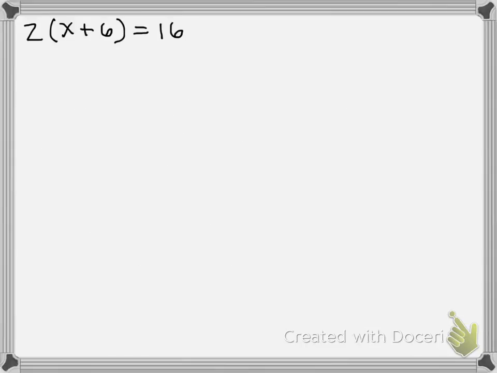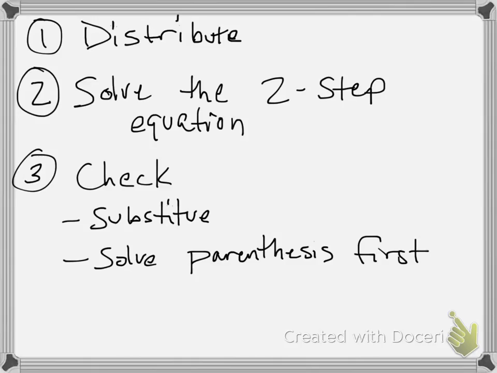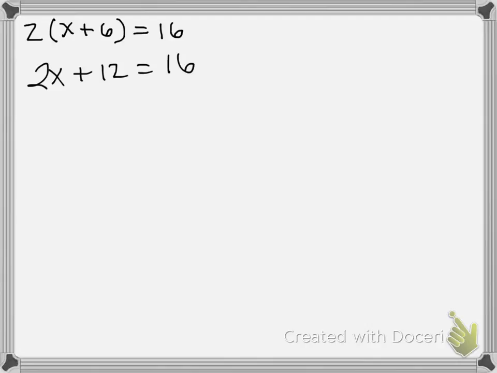So our first one is 2 times the quantity x plus 6 equals 16. So the first thing I'll do is distribute that 2, and so that means I'm going to multiply it. So 2 times x will be 2x, and 2 times a positive 6 will be a positive 12. And I'm saying that that equals 16. Now I am done with the distribute step. And remember, the next part was just to solve a two-step equation. That's what I have here.